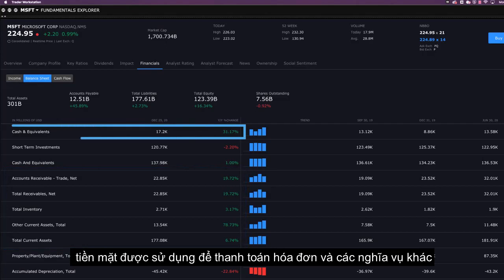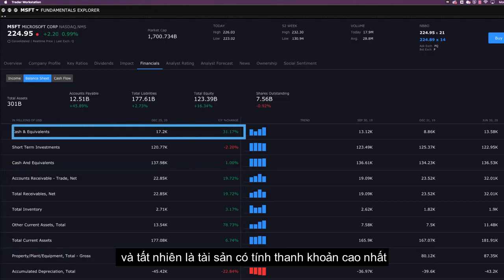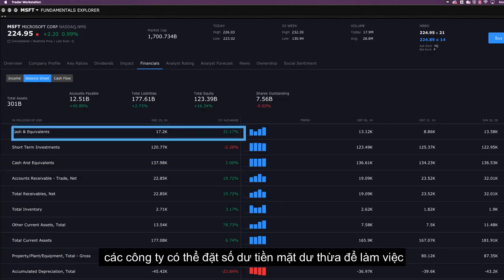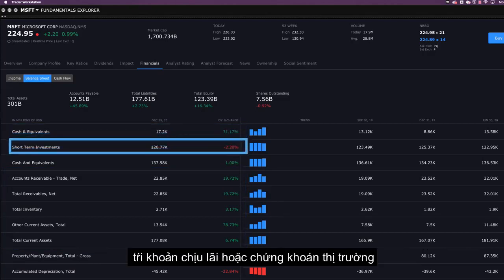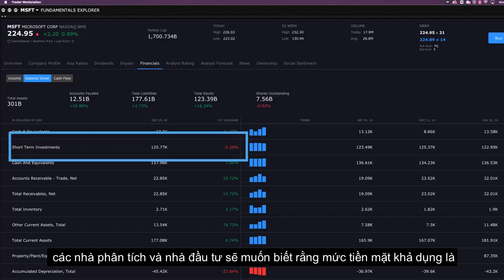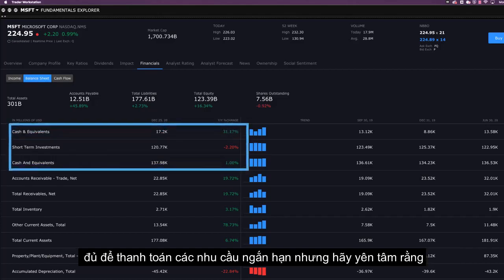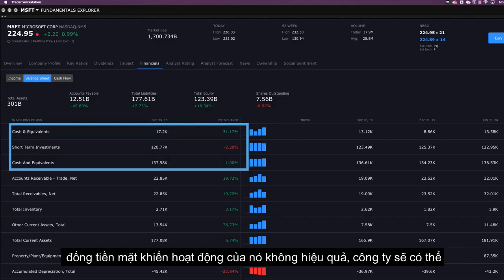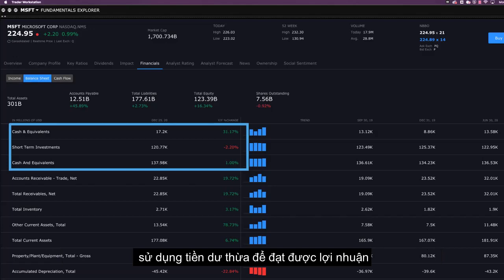Cash is used to pay bills and other obligations and is, of course, the most liquid of all assets. Companies may put excess cash balances to work in interest-bearing accounts or in marketable securities. Analysts and investors will want to know that the level of available cash is sufficient to pay near-term needs, but feel assured that a stack of cash does not render its operations inefficient. The company should be able to put excess cash to use in order to achieve a return above the rate available on idle cash balances.